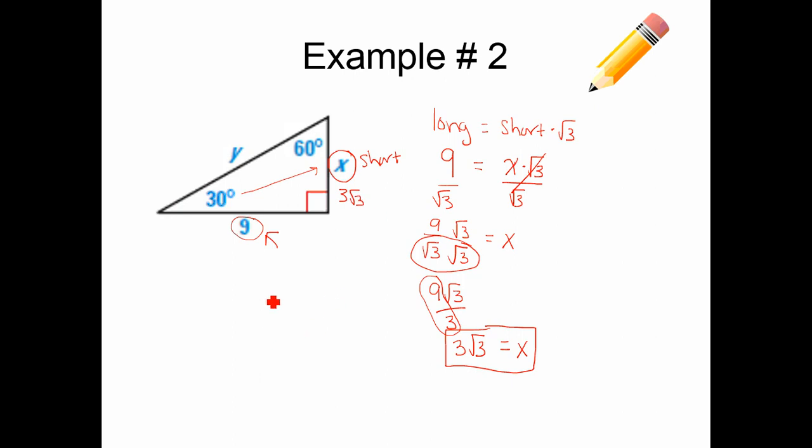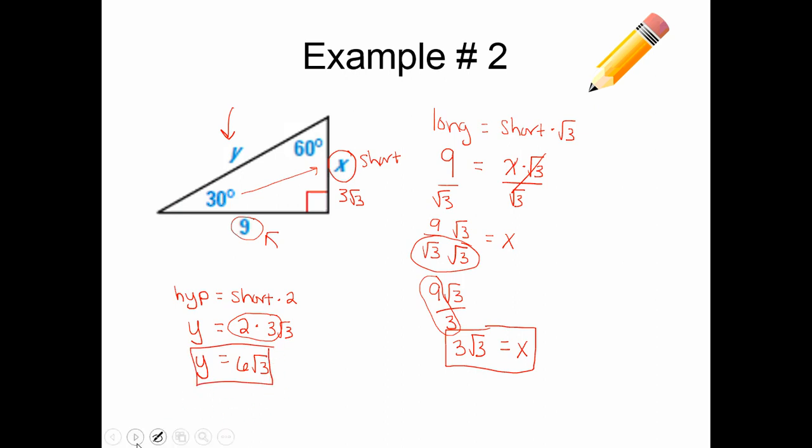Now once I know the short leg, the other part, solving for the hypotenuse, now comes. So the hypotenuse equals the short leg times 2, or 2 times the short leg. In this case, my hypotenuse was y, and if I take 2 times my short leg, which was 3 square roots of 3, now, because we solved for that, my hypotenuse equals, remember you can multiply these two here, giving me 6 square roots of 3.